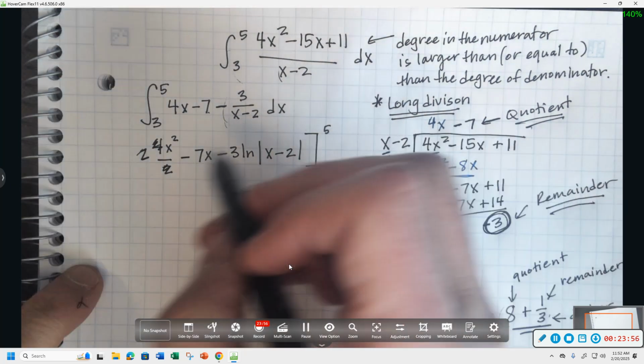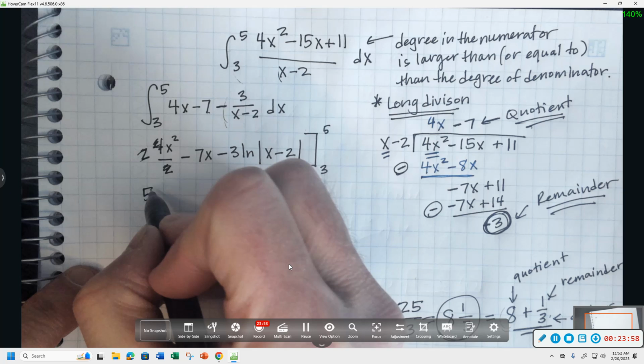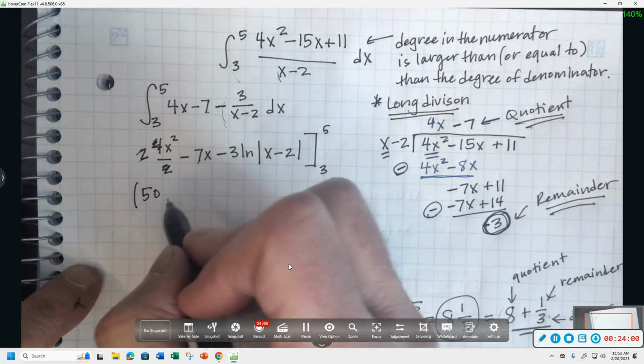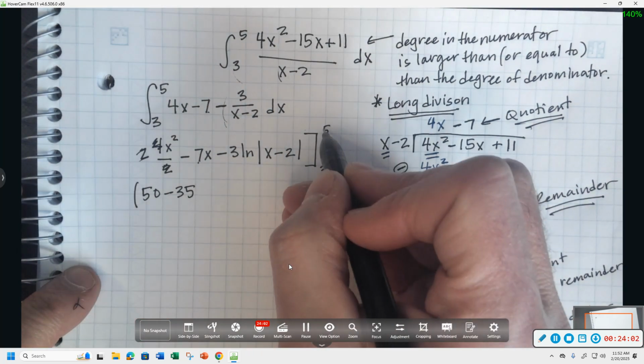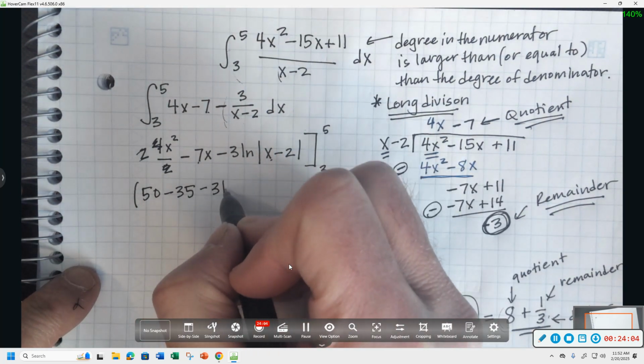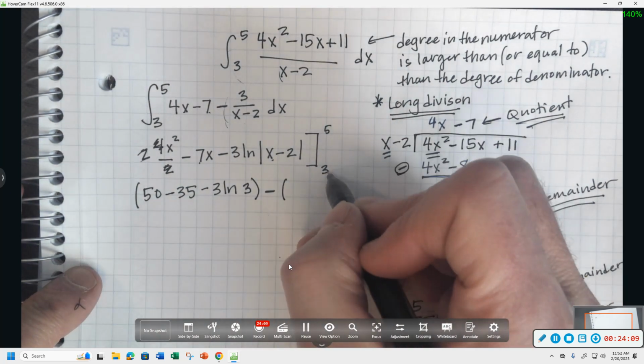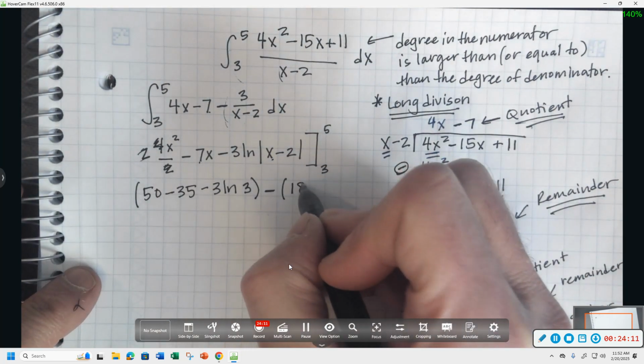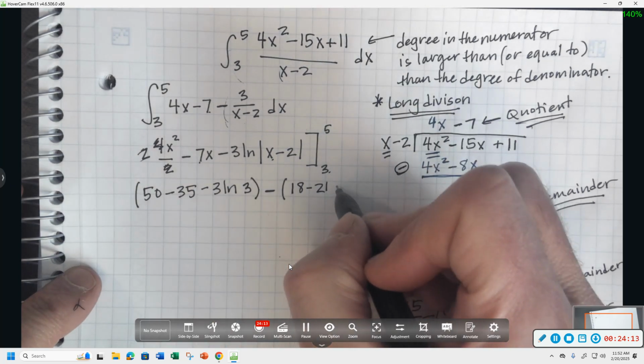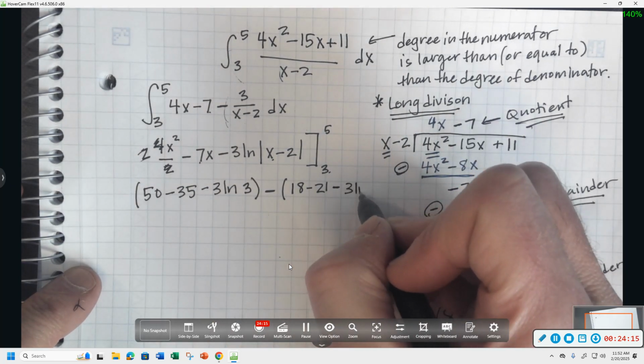I'll put 5 in. I got 2 times 5 squared. 2 times 5 squared is 50. I'm going to put 5 in here. I get 35. I'm going to put 5 in here. I get natural log of 3. I'll put 3 in. 2 times 3 squared, 18. 7 times 3. 3 times the natural log of 1.